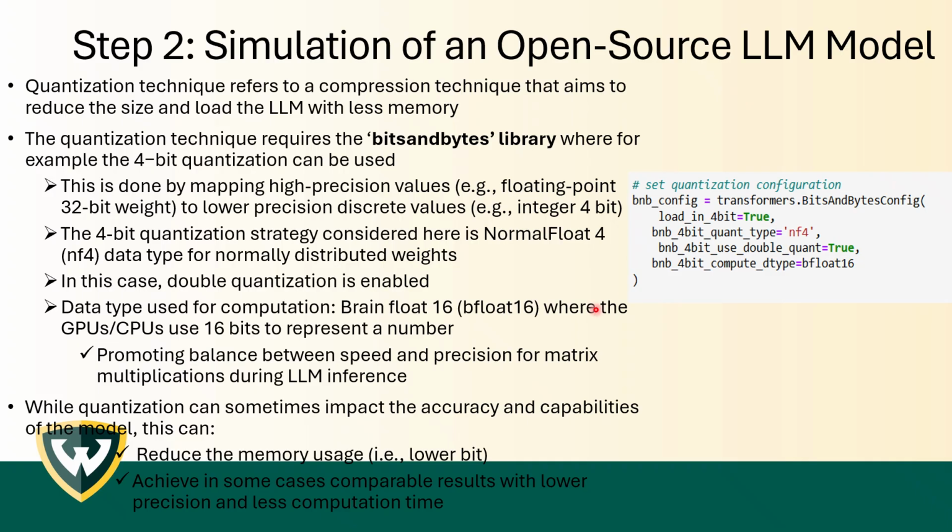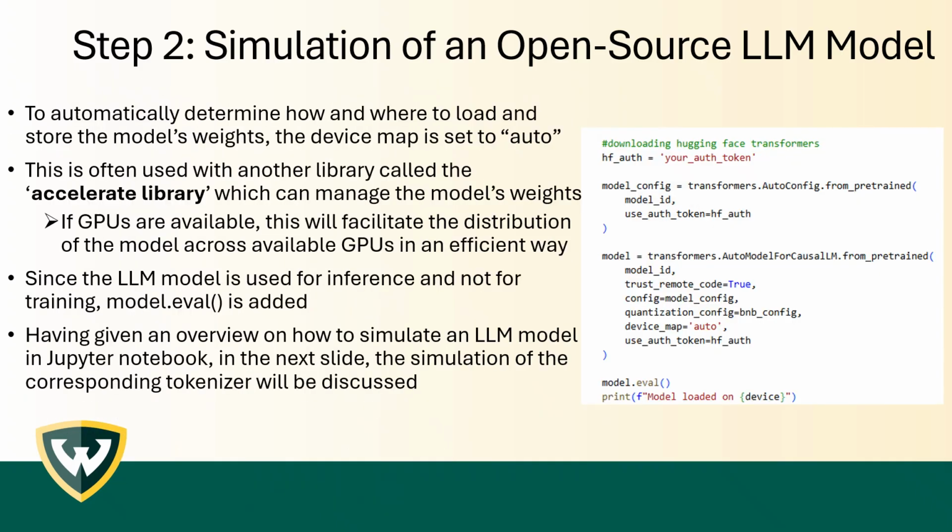This is done to promote balance between speed and precision for matrix multiplications during LLM inference. While quantization can sometimes impact the accuracy and capabilities of the model, this can reduce the memory footprint and achieve, in some cases, comparable results with lower precision and less computation time. After identifying the quantization configuration to be able to simulate the quantized version of Llama2 with 13B parameters, the next step is to instantiate Llama2 and load its pre-trained weights.